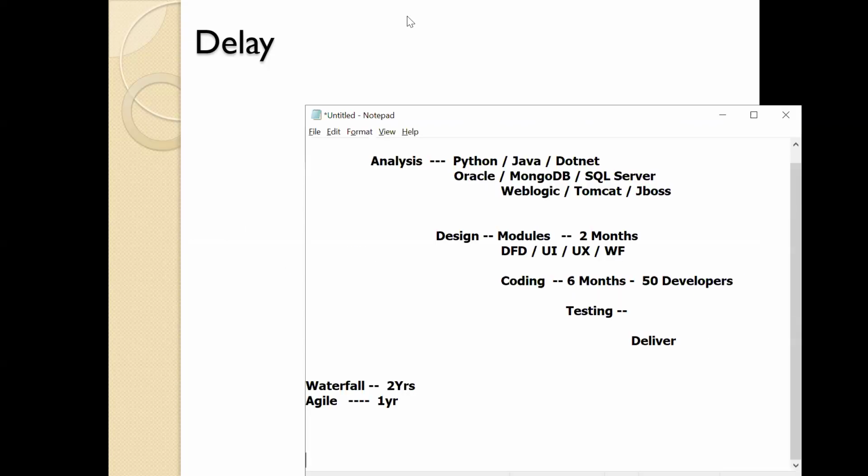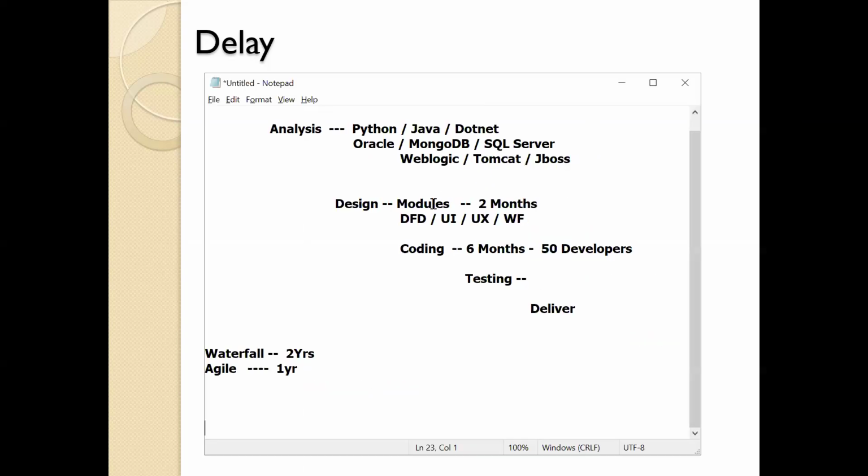So the point here is, if a product development company uses the waterfall model, it will take 2 years. The same product we can deliver in just 1 year in the agile model. Am I right? Now the industry is in such a way that clients are not even ready to wait for 1 year. Are you understanding?